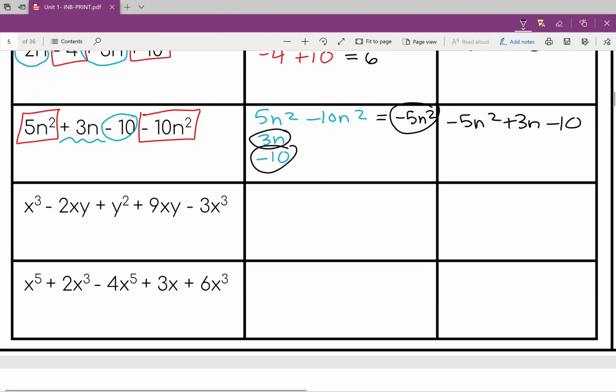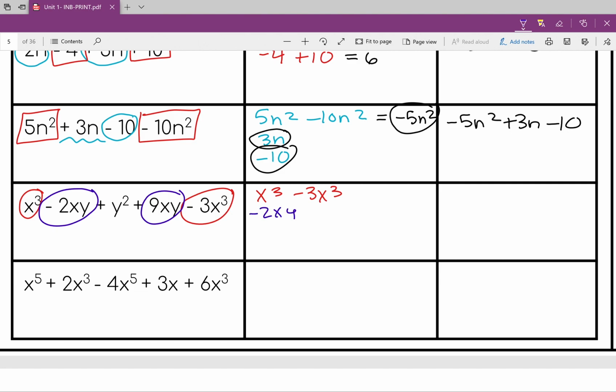Okay, next example. I have x cubed minus 2xy plus y squared plus 9xy minus 3x cubed. So my x cubes are with my x cubes: x cubed minus 3x cubed. Then I have my xy's with my xy's: negative 2xy plus 9xy. And then I just have my y squared by itself.